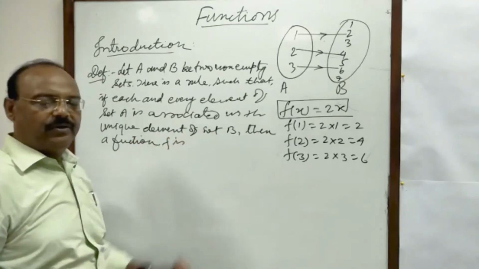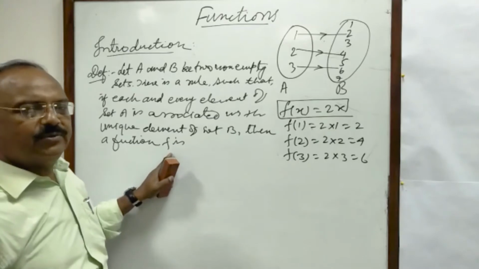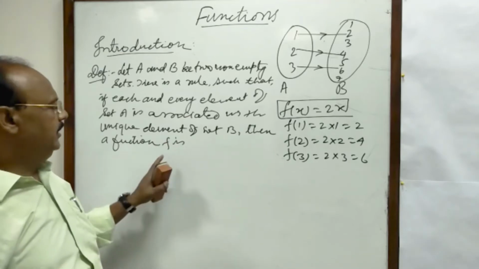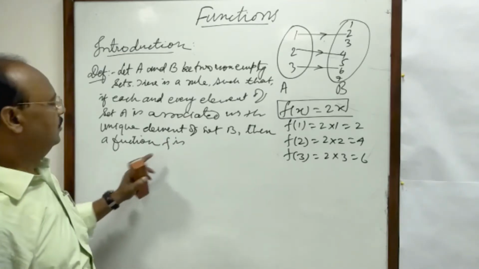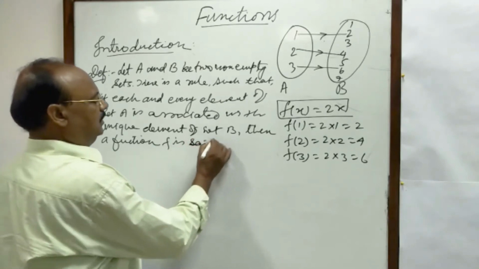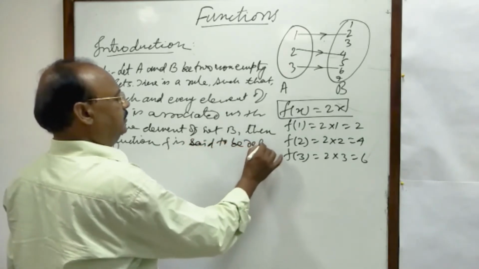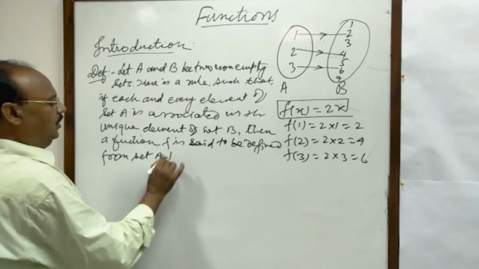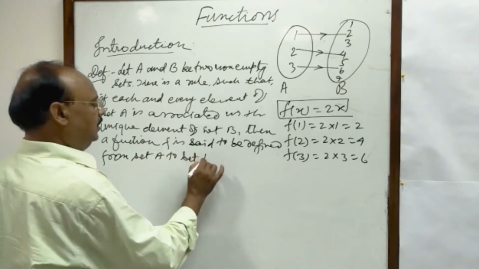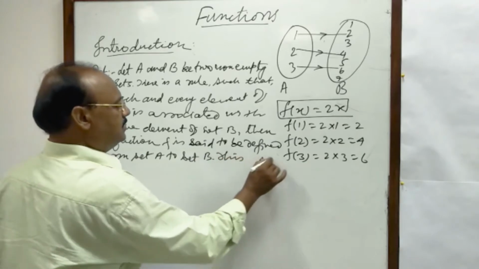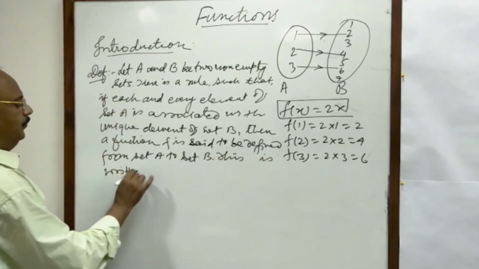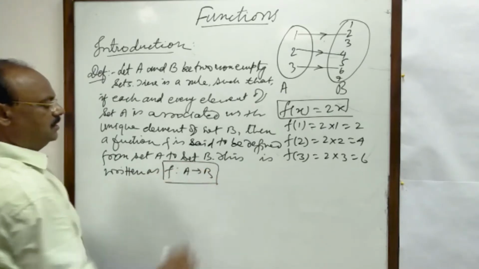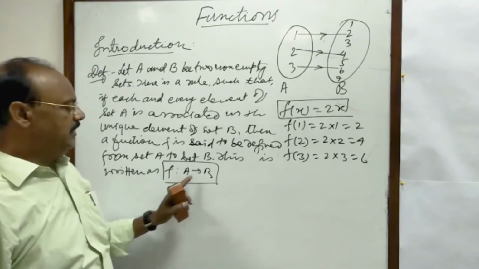f, generally we denote a function with this letter f. Sometimes we denote with g, h also for more than one function, but if one function is there, we denote it with f. So a function f is said to be defined from set A to set B, and this is written as f colon A arrow B, meaning some function f has been defined from set A to set B.